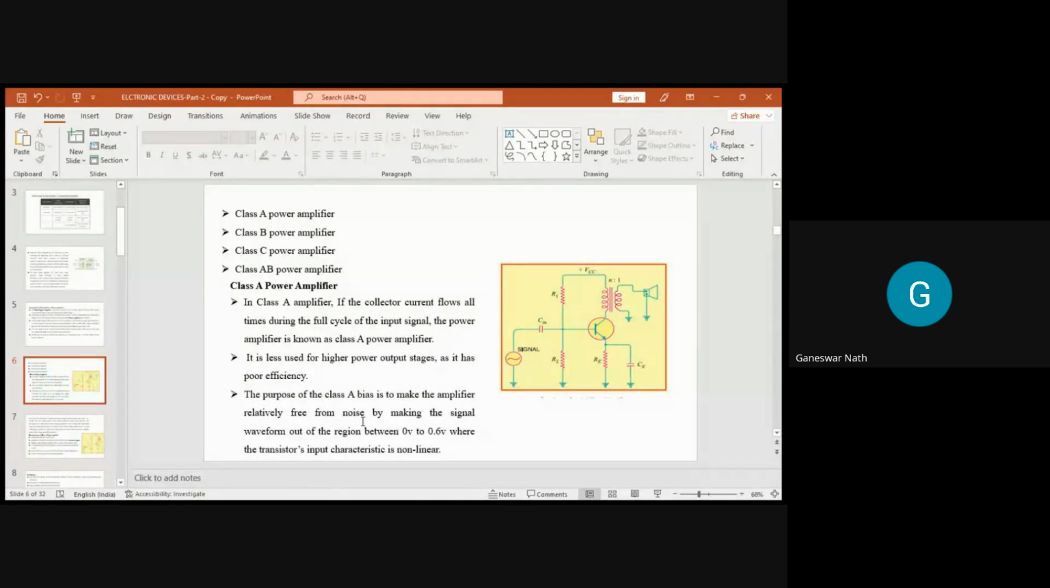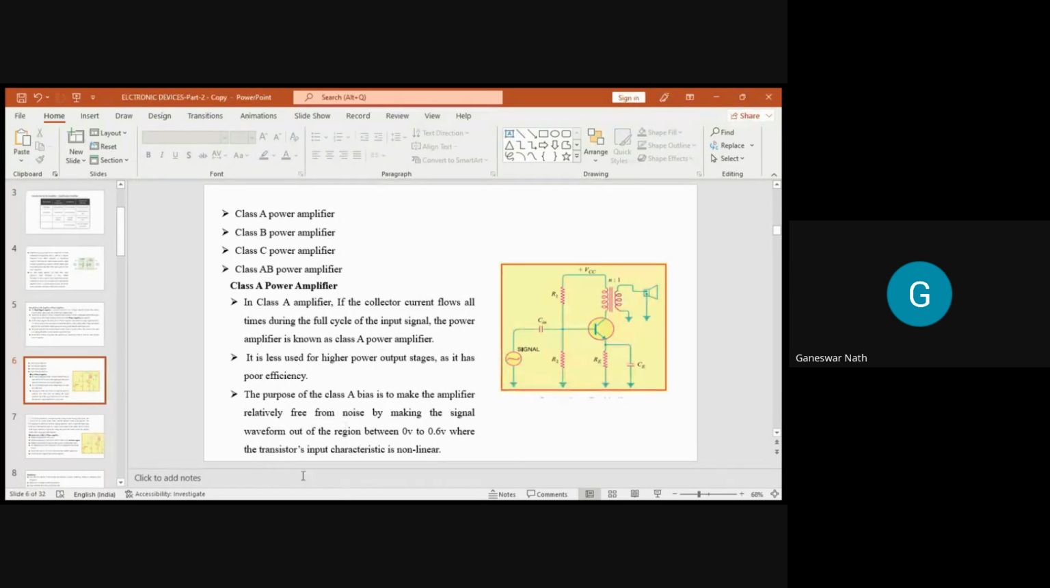The purpose of the class A bias is to make the amplifier relatively free from noise by keeping the signal waveform out of the region between 0 and 0.6 volt, where the transistor input characteristic is nonlinear. That means the transistor is operating away from the noise region, keeping the signal waveform out of the 0 to 0.6 volt range.